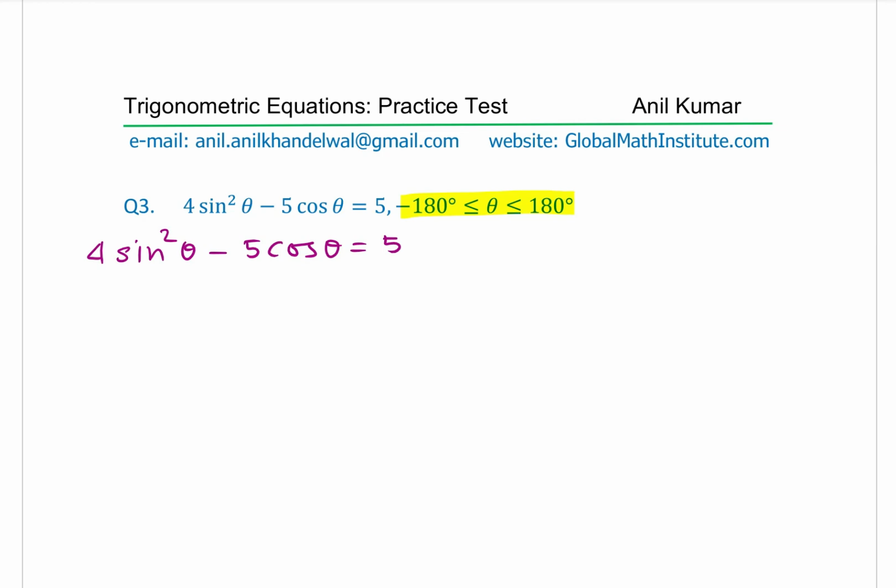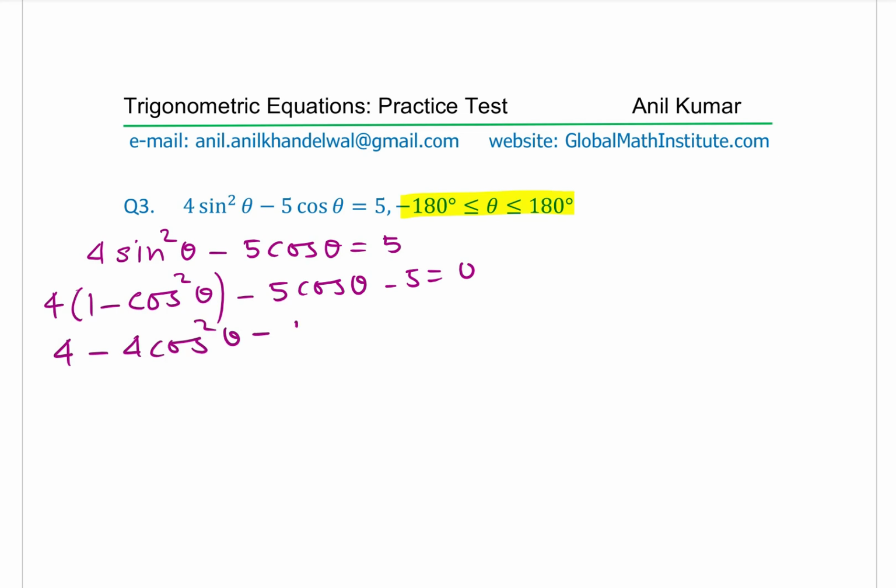Now this is a quadratic equation. Let's write down this quadratic equation in one term. So we could convert sine square theta into cos by writing this as 1 minus cos square theta. And here we have minus 5 cos theta. Bring 5 to this side, equals 0. So we get 4 minus 4 cos square theta minus 5 cos theta minus 5 equals 0.